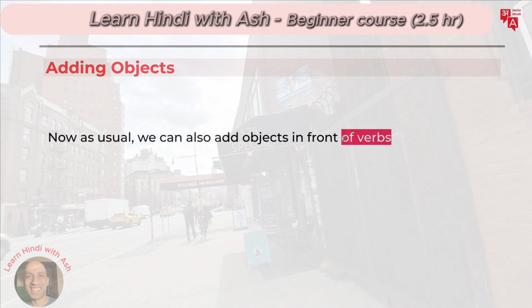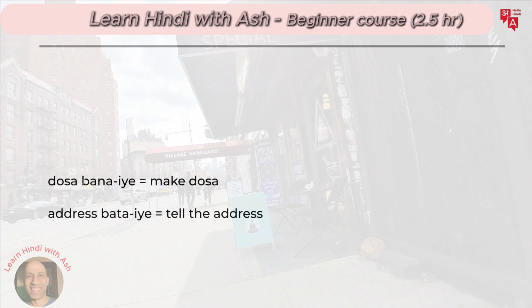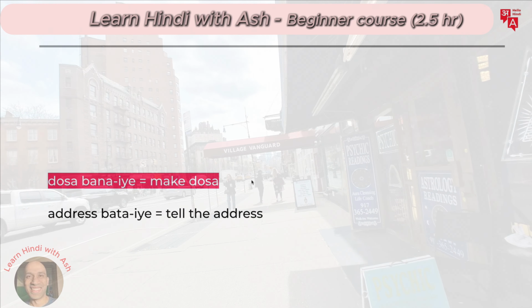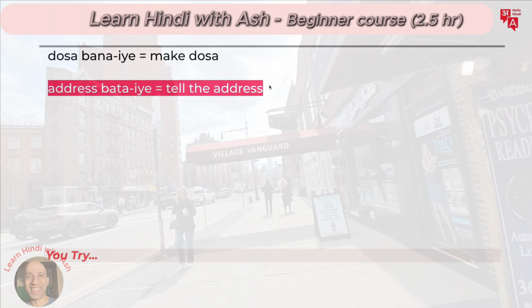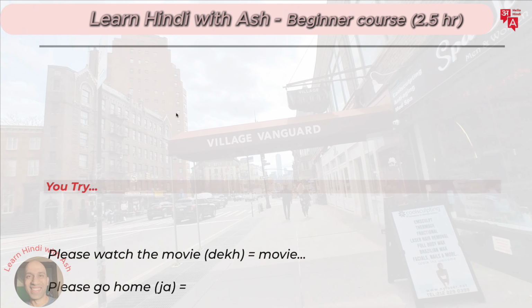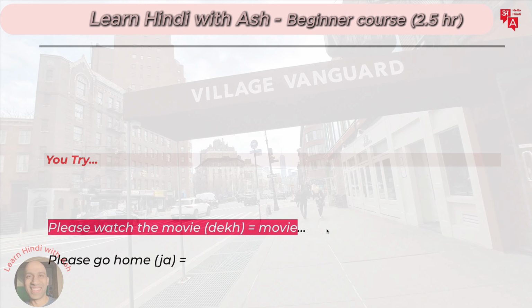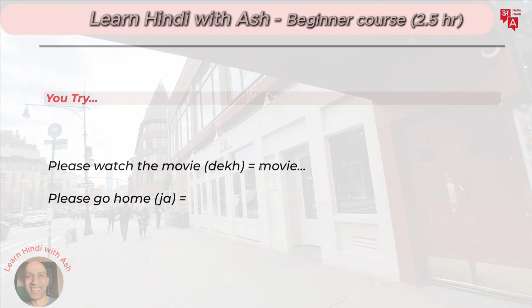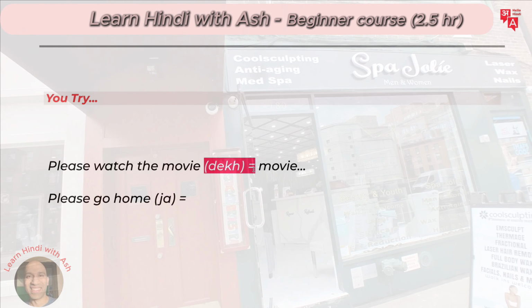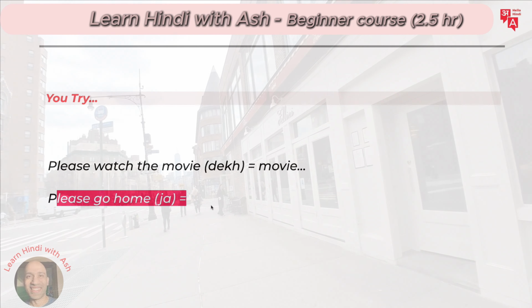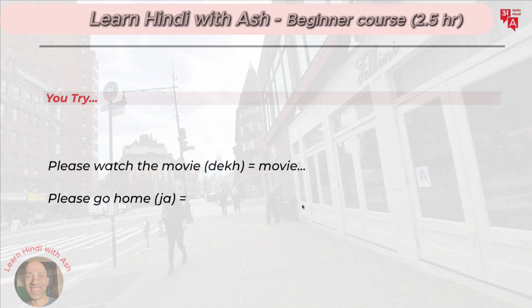The verb always goes to the end of the sentence. So how do you add this object? Dosa banaiye. Make the dosa. Address bataiye. Tell the address. Very easy. So now you try it. How can you say please watch the movie? Yeah, movie. Watch is dekh. And then "iye" at the end. Home is ghar. How can you say this one? I think you got it.